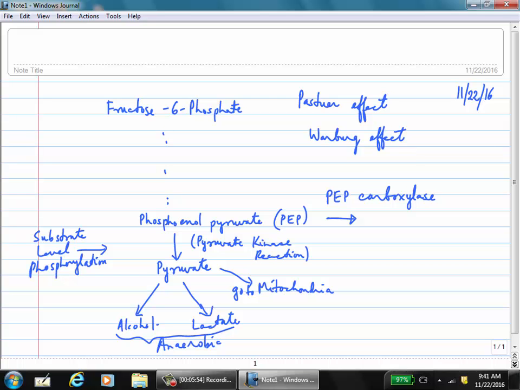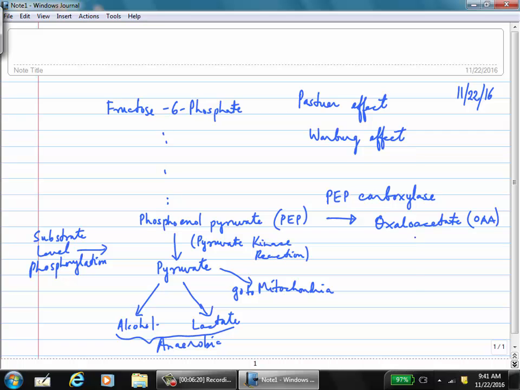So PEP carboxylase will convert phosphoenol pyruvate into a molecule that is called oxaloacetate, and we will abbreviate it as OAA. And you don't have to memorize the detailed structure of all these compounds, okay? But just pay attention to whatever I'm saying. So it'll go to oxaloacetate, and then oxaloacetate, if you take the reduced form of oxaloacetate, that is called malate.